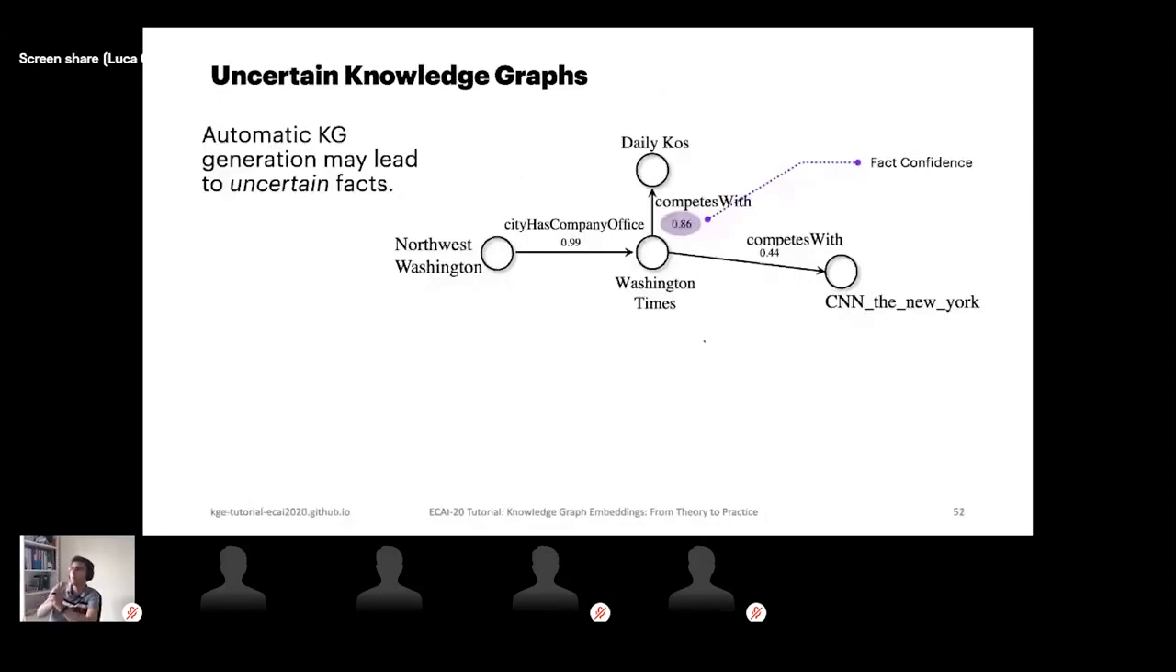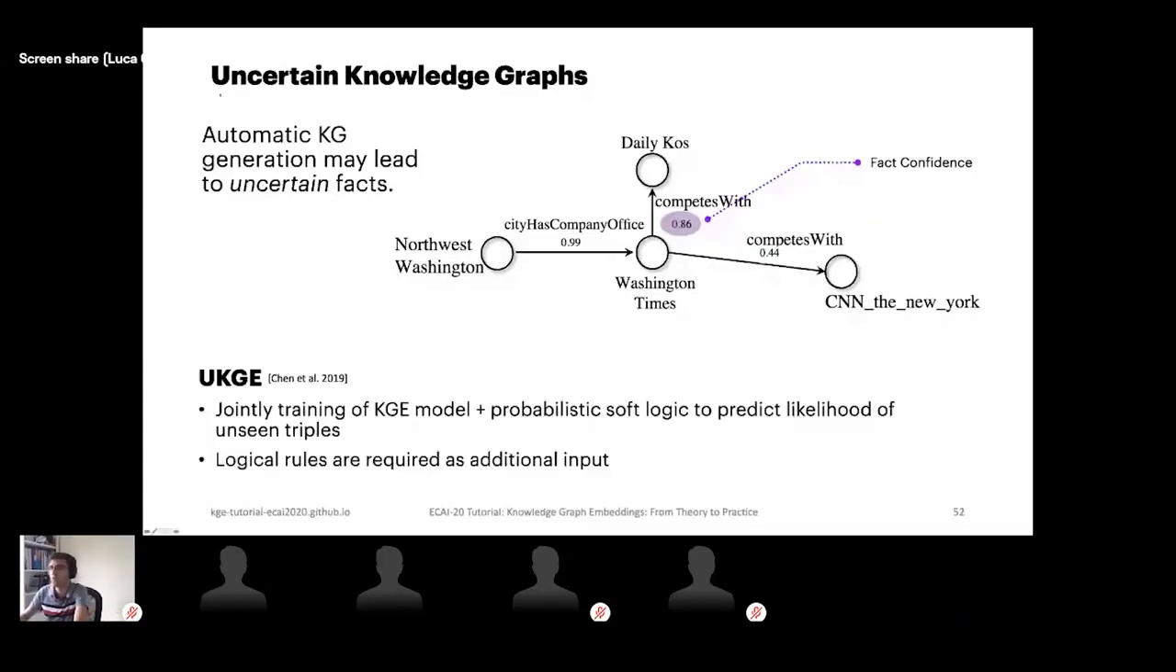Speaking of adding numeric values to edges, there is a specific type of knowledge graphs, which we call uncertain knowledge graphs. And uncertain knowledge graphs are knowledge graphs where each statement is associated with a level of confidence, right? Now, this happens, if you want, quite often when we process knowledge graphs that have been generated from automatic pipelines. And it's interesting to know that there are models that are designed to learn from these types of graphs, right?